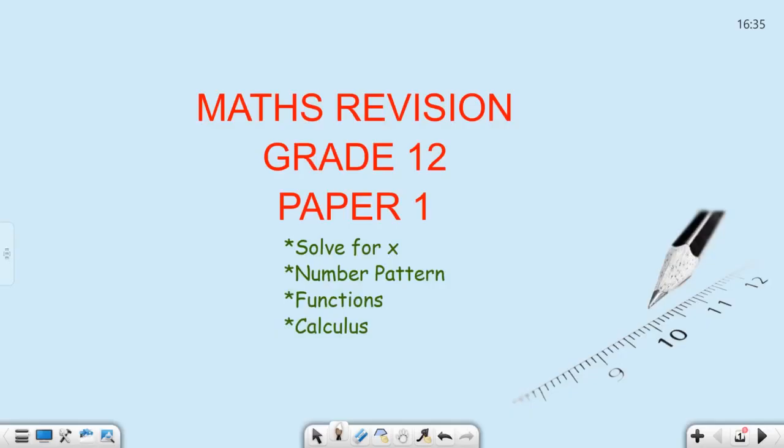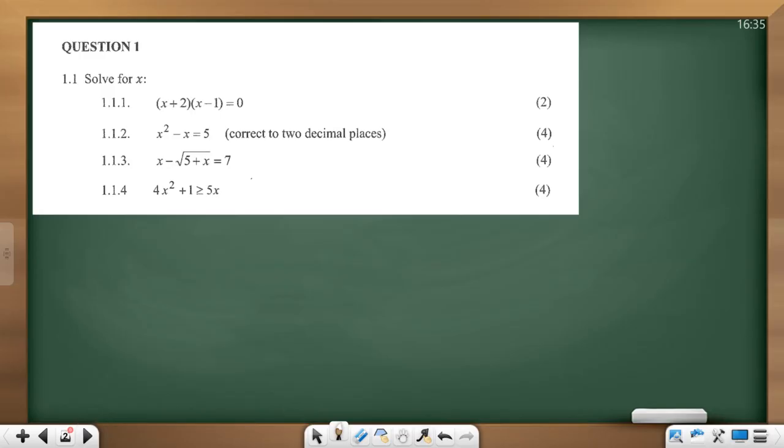Okay, so it's Maths Revision, grade 12, and we're looking at these four concepts quickly. For algebra, which is question 1, number patterns, which is question 2 and 3, functions, you will then find in question 4, 5, and 6. Calculus, you would find in question 8, 9, and 10. All right, so it's almost a full paper. Only two things are missing. All right, without wasting time, let's quickly get the ball rolling.